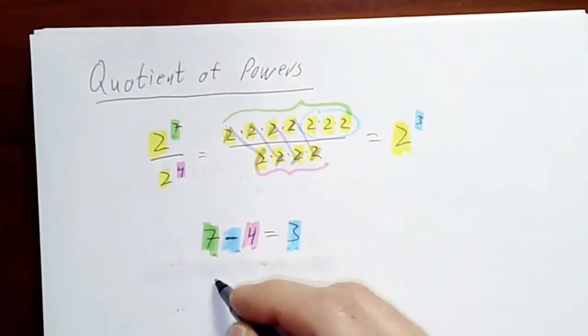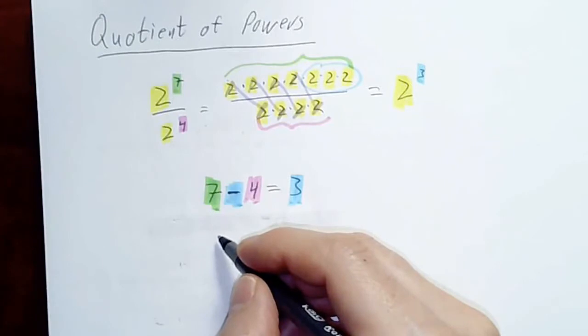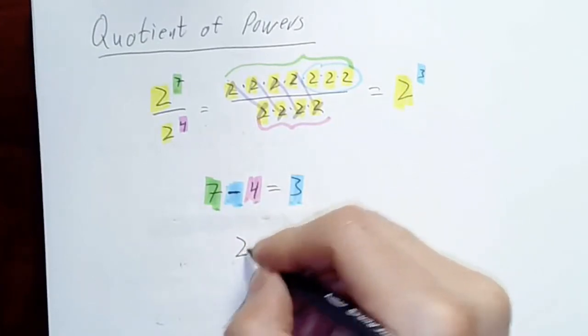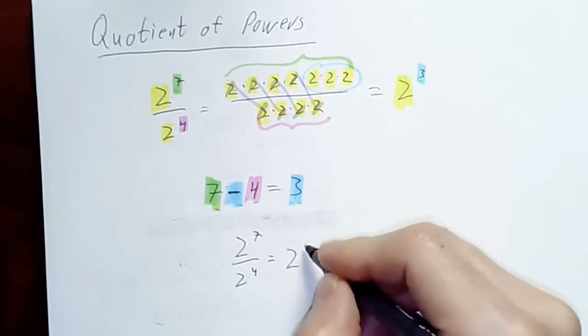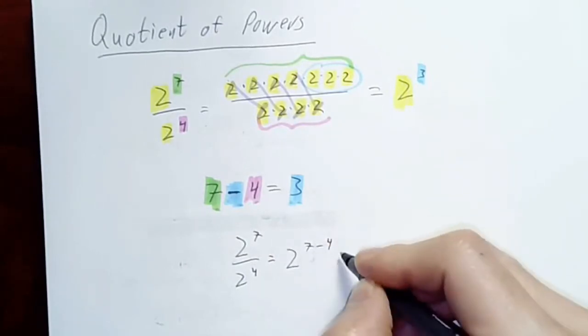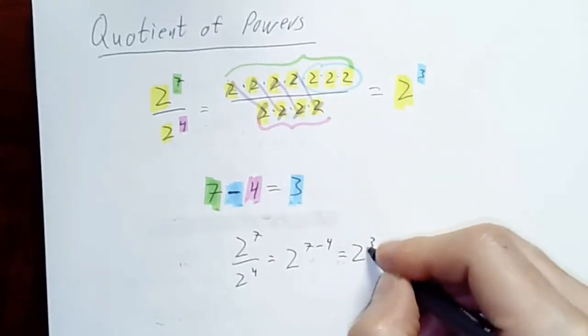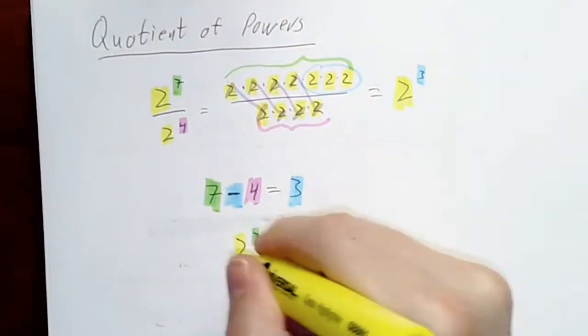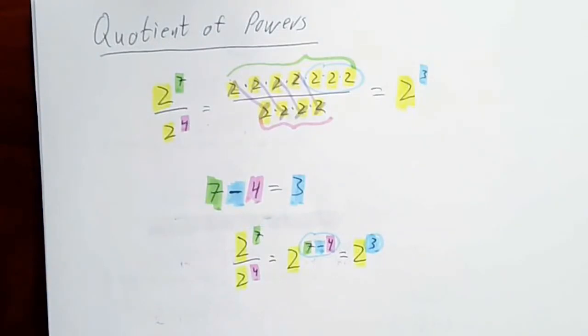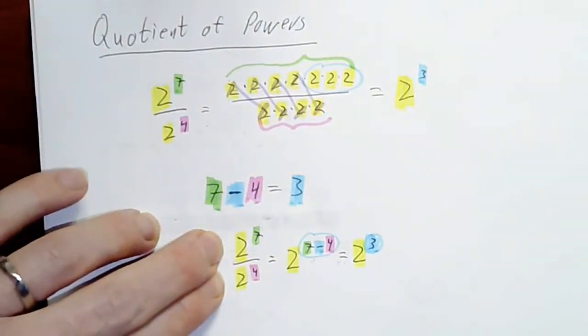And so a way of writing this more mathematically appropriately would be like this. 2 to the 7th divided by 2 to the 4th is equal to 2 to the 7 minus 4 power, which is equal to 2 to the 3rd power. This works out, ladies and gentlemen, as long as the bases remain the same. If you have the same base being divided, we can subtract them.